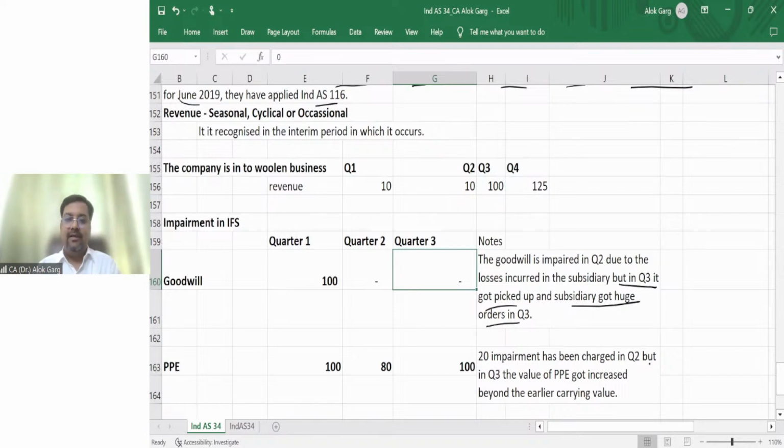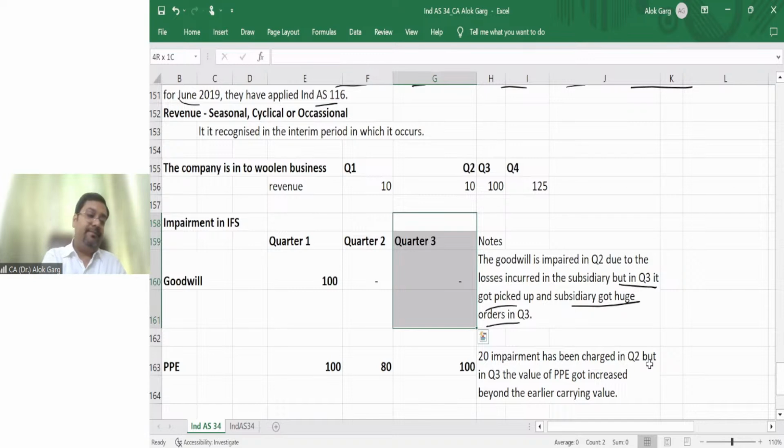Now the question arises that there was a goodwill in the first quarter which got impaired in the second quarter, whether it can be reversed in the third quarter. Answer is no. Why? When you read Ind AS 36, it says that if the goodwill has been impaired in any interim period, goodwill cannot be reversed in the subsequent interim period, because it will tantamount to self-generated goodwill, and self-generated goodwill is not allowed. Is that clear?